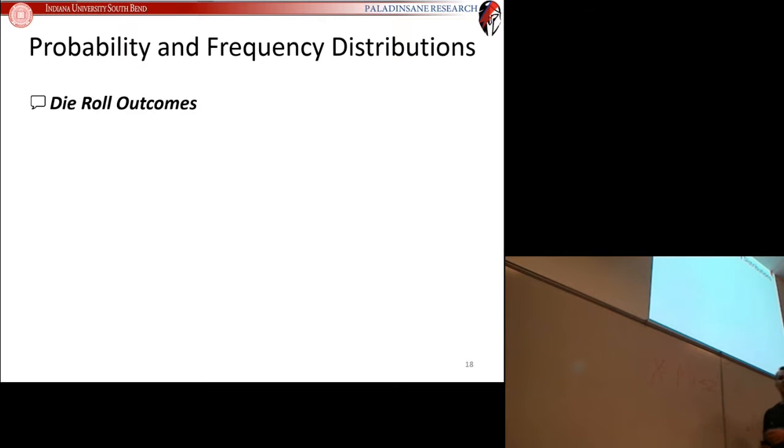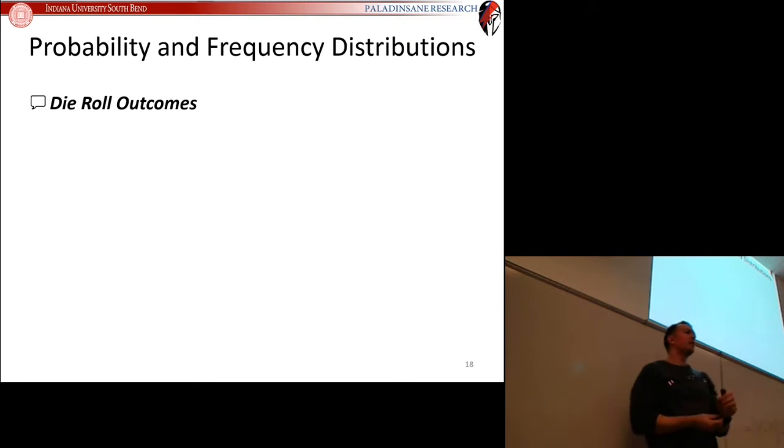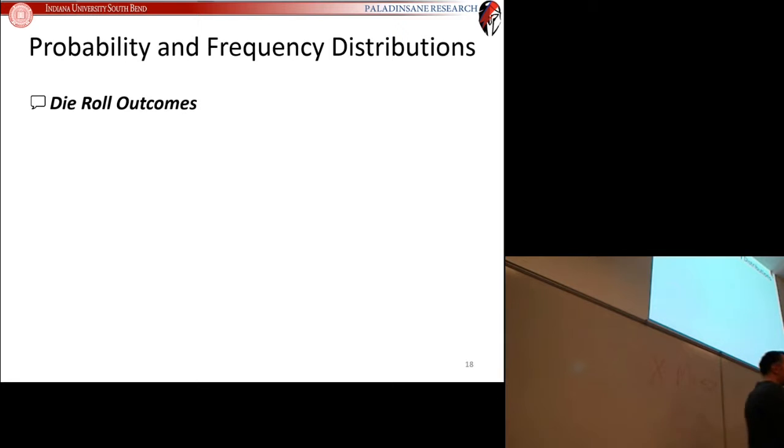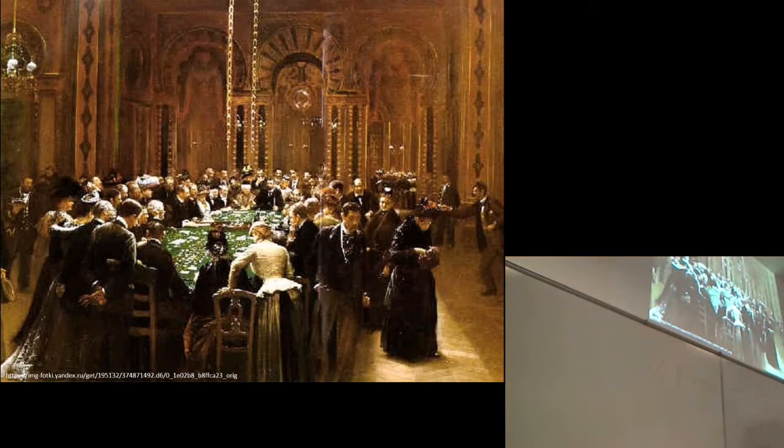And in probability and frequency distributions, what they did to figure out a lot of these probabilities and build up these frequency distributions is what's known as a Monte Carlo experiment. A Monte Carlo experiment is literally when you just do something over and over and over again to see what is the probability of a certain outcome. So this is named from the experiments that were done at the Monte Carlo casinos.